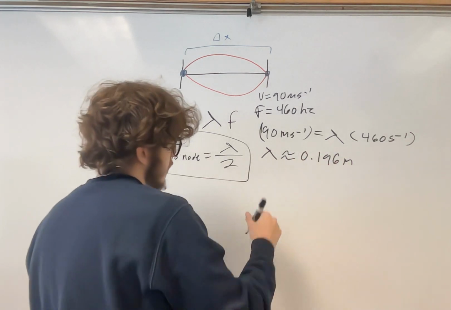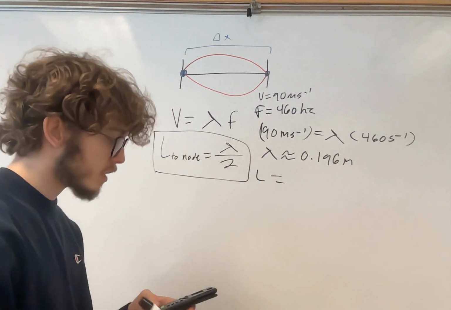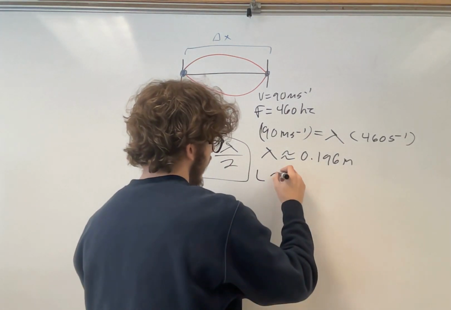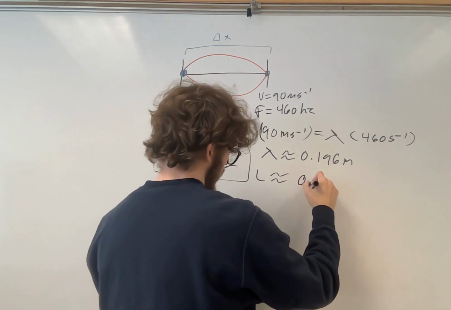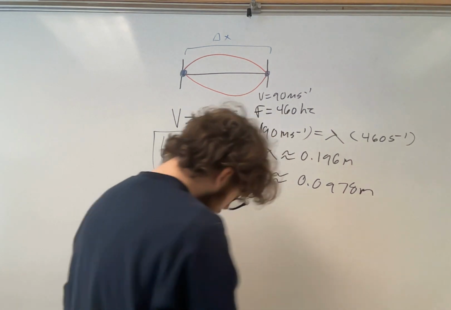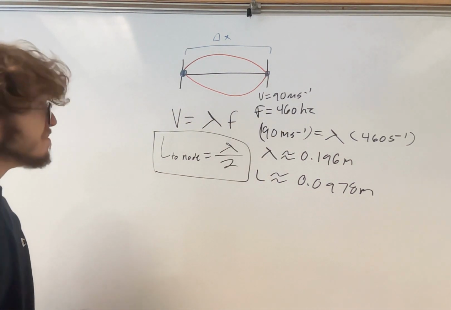Then the length to a node is going to be 1/2 of lambda. So we're just going to take this number, and we'll call this variable L, and divide it by 2. We're going to see that the length to a node is approximately 0.0978 meters. So just a little bit shorter than the wavelength, about half.